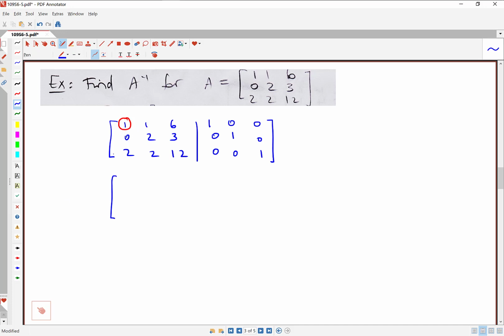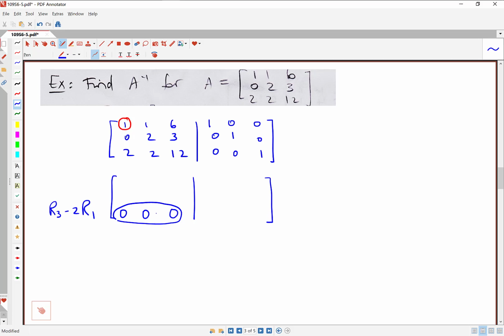Let's get rid of the 2 in the bottom left by going row 3 minus 2 times row 1. So we're just going current row minus 2 times our pivot row. And let's see what happens as we do that. So 2 minus 2 is 0, 2 minus 2 is 0, and then 12 minus 12 is 0. So something interesting has happened. We've created a row of zeros on the left side.